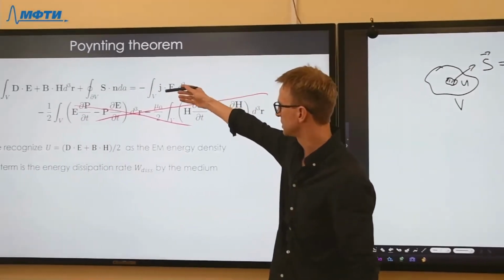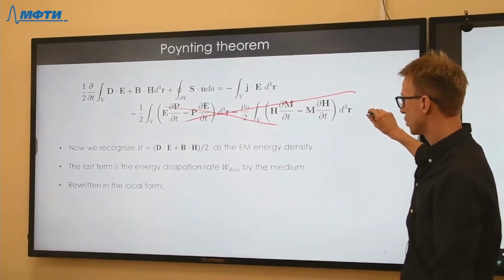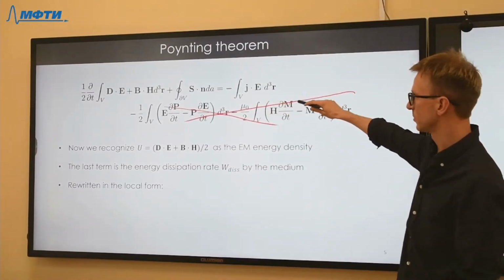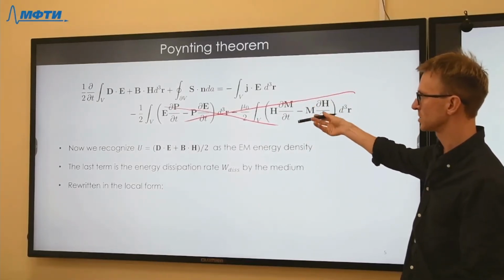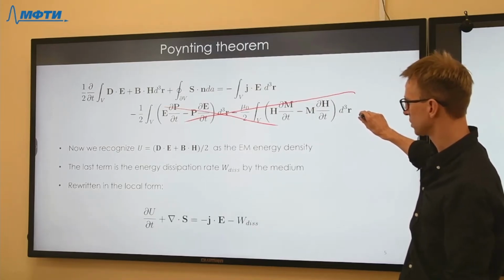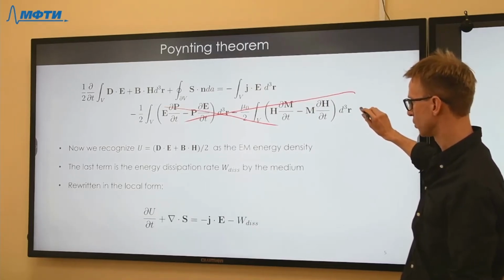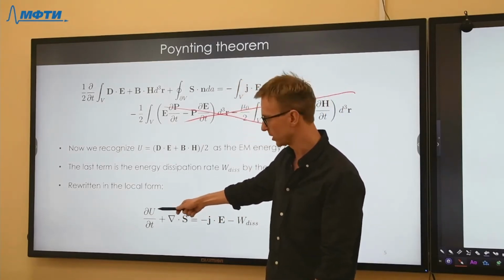And finally, this guy expresses the dissipation rate. We can rewrite this formulation of the Poynting theorem. This is the integral version of the Poynting theorem. We can get rid of these integrals and recast it in the local form, which is very compact. So this is the local rate of the energy change.